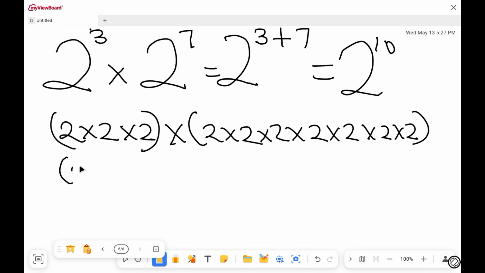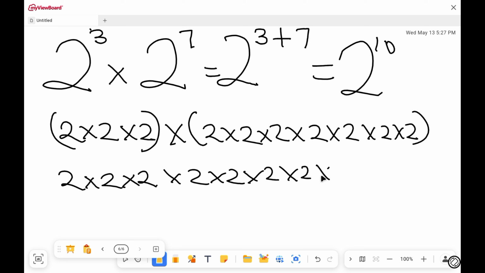So I can now say what? Let me remove the bracket. So I can now say 2 times 2 times 2 for the first three, times 2 times 2 times 2 times 2 times 2 times 2.